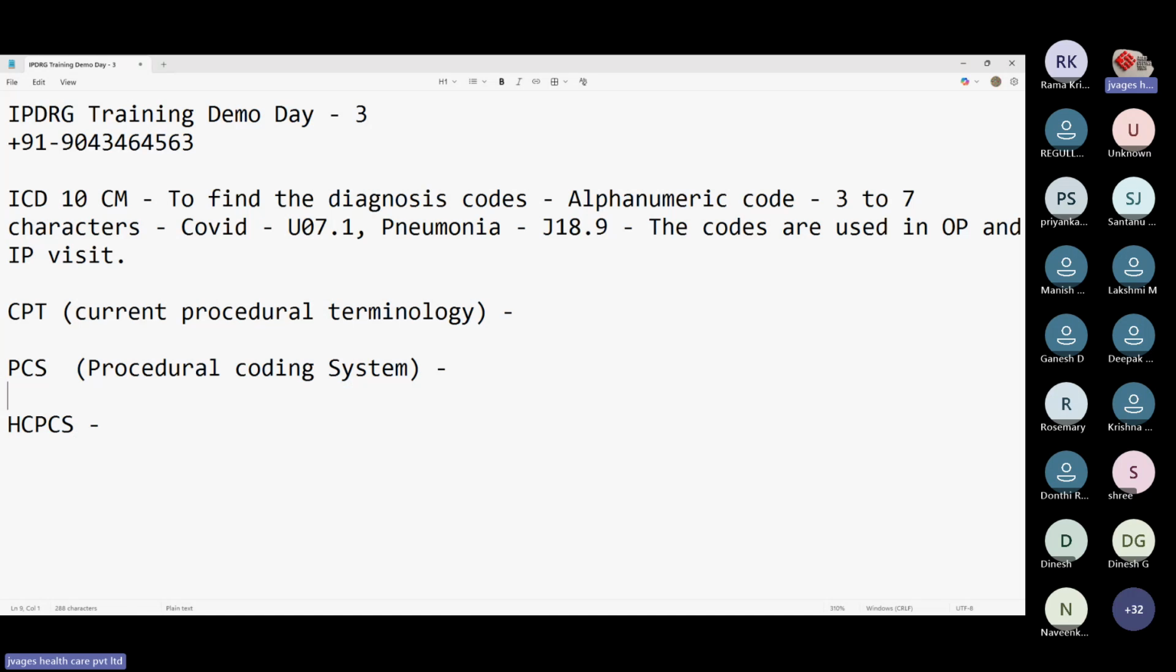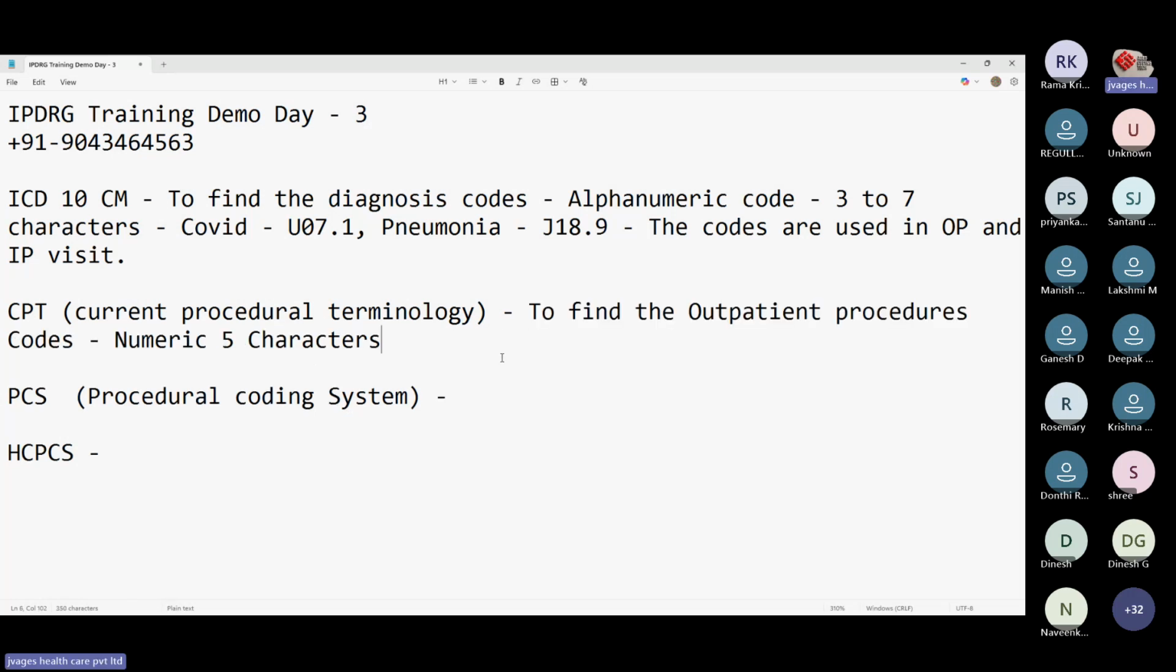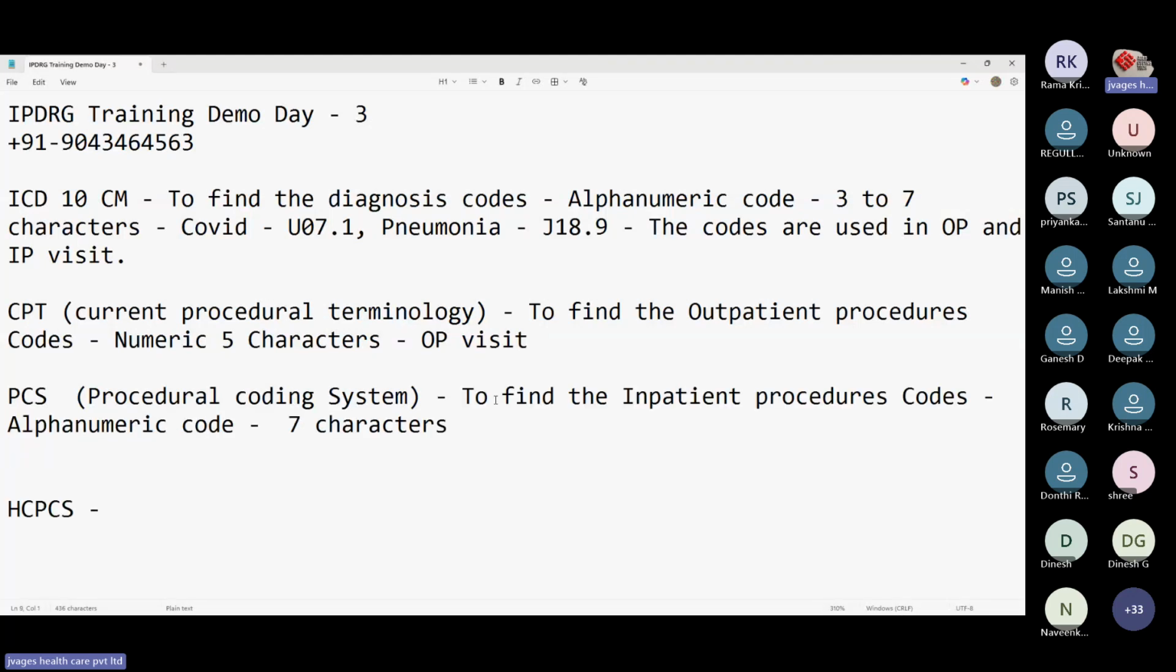Current Procedural Terminology consists of 5 numeric characters. It is used only in OP visits. Next is the Procedural Coding System, which we use in inpatient surgery. Once the patient is admitted to the hospital, if any procedures are performed, I need to report Procedural Coding System codes. It contains 7 characters. It is also alphanumeric. Moving forward, we will let you know the complete details also.